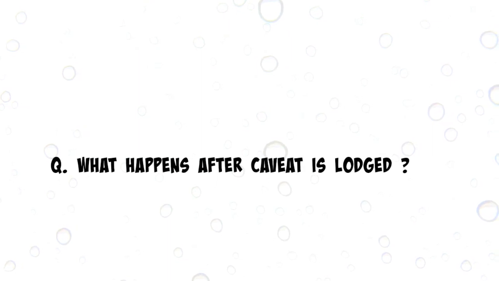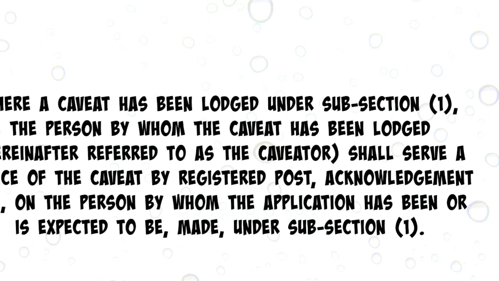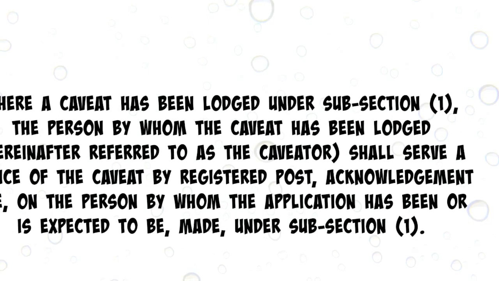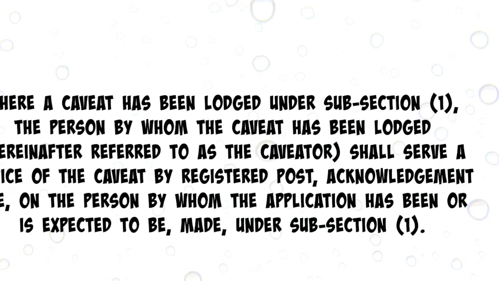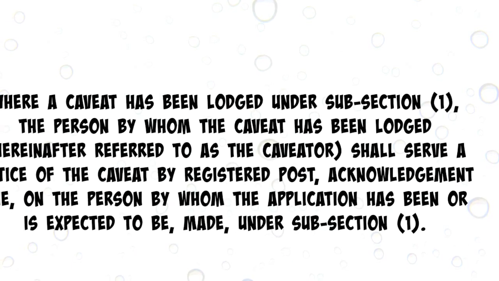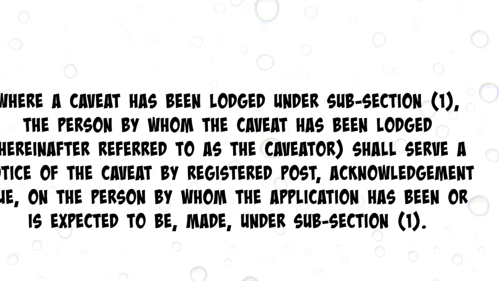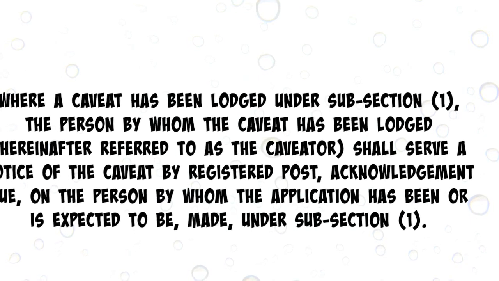Now once the caveat is lodged, what happens after that? Let's find out. Clause 2 provides that where a caveat has been lodged under section 1, the person by whom the caveat has been lodged shall serve a notice of the caveat by registered post, acknowledgement due, on the person by whom the application has been or is expected to be made.